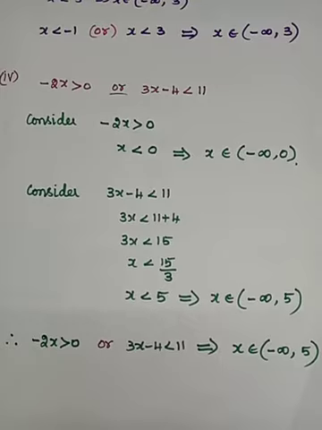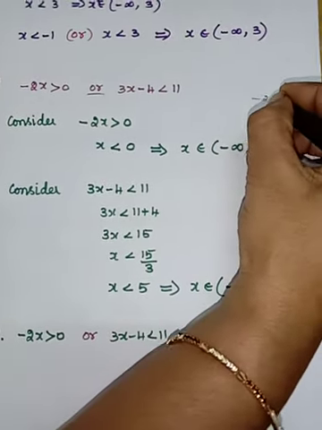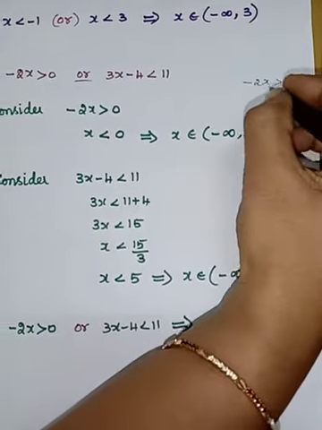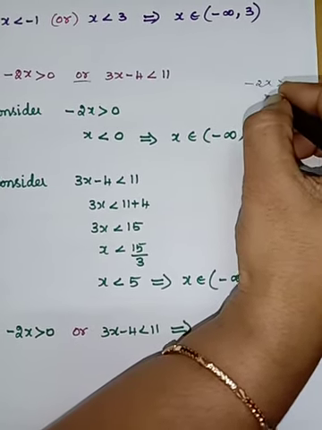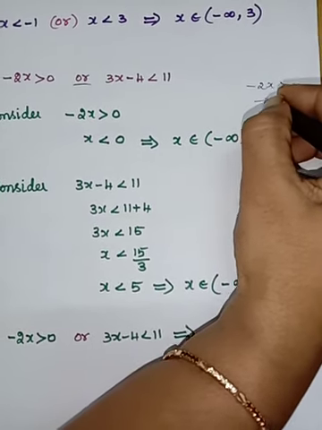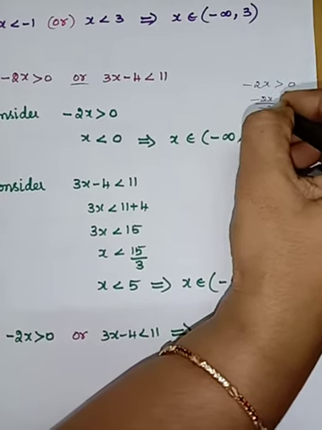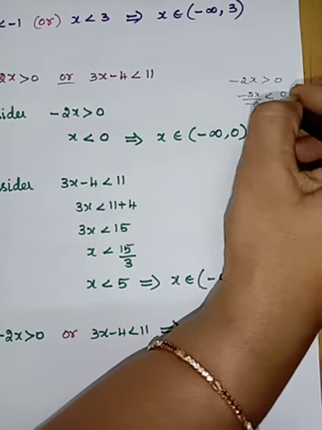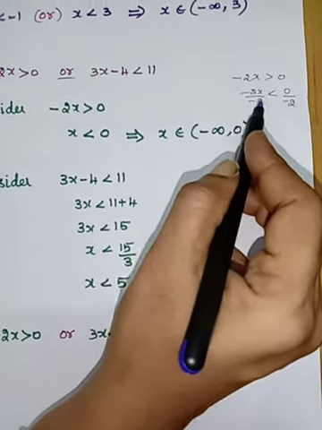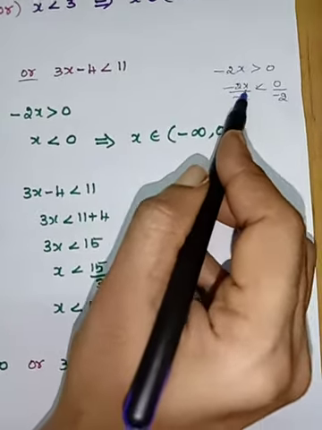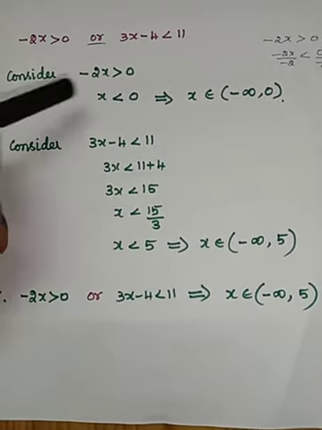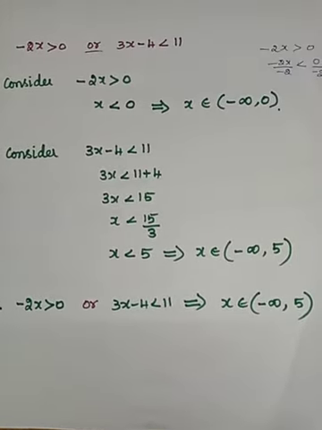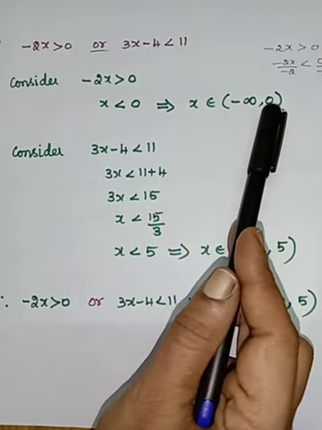When you divide by a negative number on both sides, the inequality will change. So minus 2x is greater than 0; if you divide by minus 2 on both sides, minus 2x by minus 2, the symbol will change. So less than 0 by minus 2. Here minus 2 gets cancelled, you have x. X less than 0 by minus 2, which is 0. So x less than 0. Less than means the left side of 0, which is from minus infinity to 0.